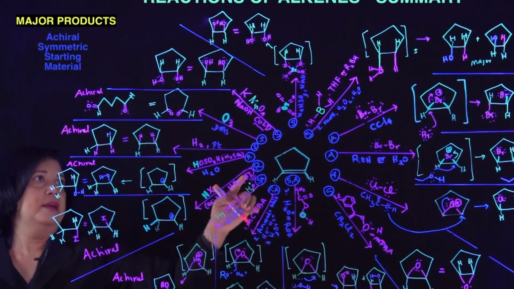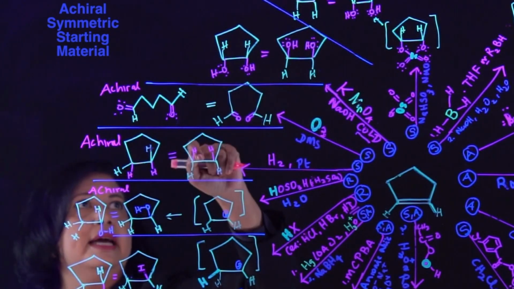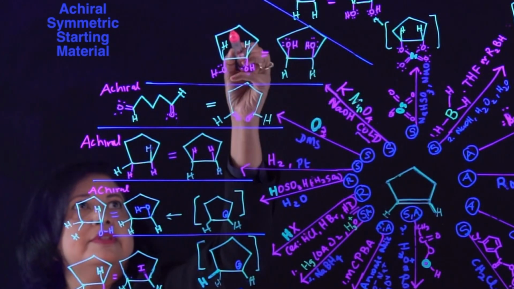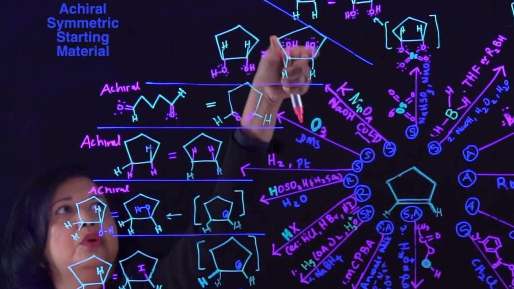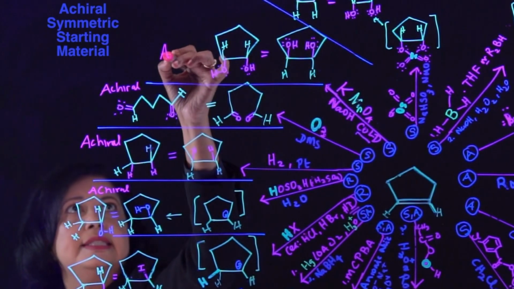All right, here's KMnO4, same thing. You can do hydroxyls on both sides, up and down, but they have a mirror plane of symmetry, which means you can take these, roll over, superimpose, same molecule. So therefore, that's achiral.